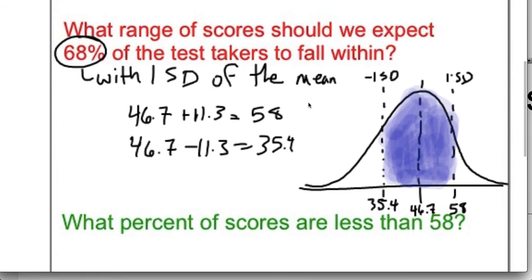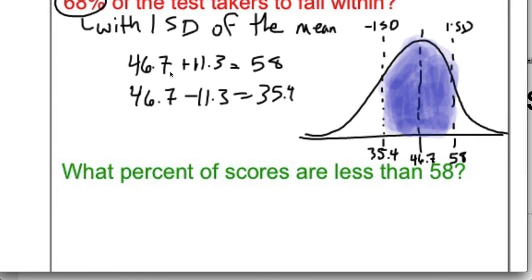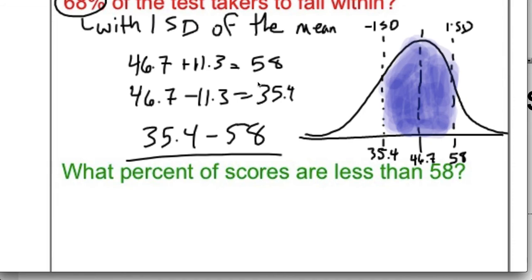Okay, so I took the mean. I noticed that 68% is typically one standard deviation from the mean. So then I took that one standard deviation, which was 11.3, and added it and subtracted it to the mean, and that's how I got my range. And so my formal answer to this question would be between 35.4 and 58.